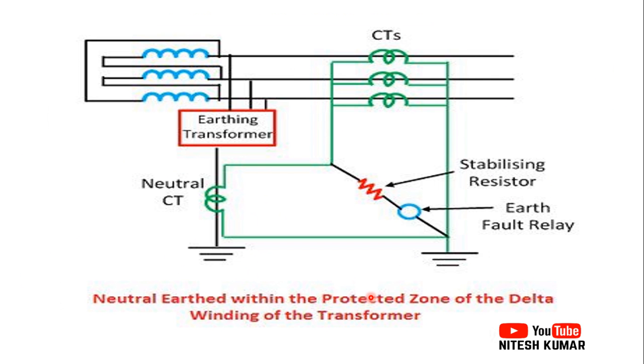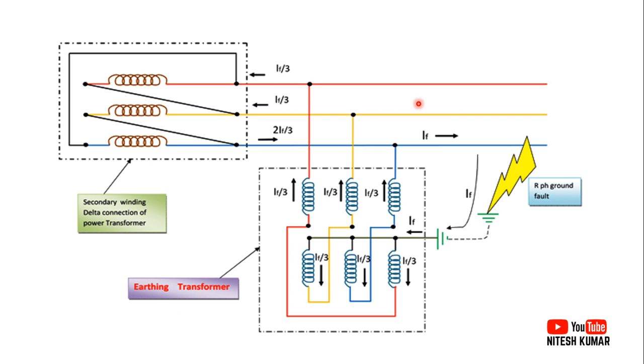Next, consider what will happen to a delta winding. Suppose you have a delta winding, then how can you use that REF protection relay? Because you need a neutral CT, right? You will have to use the phase CT and the neutral CT. In that condition, you have to use the earthing transformer. We will use the neutral of that earthing transformer, connect the neutral CT there, and then the rest of the scheme will be the same, like this.